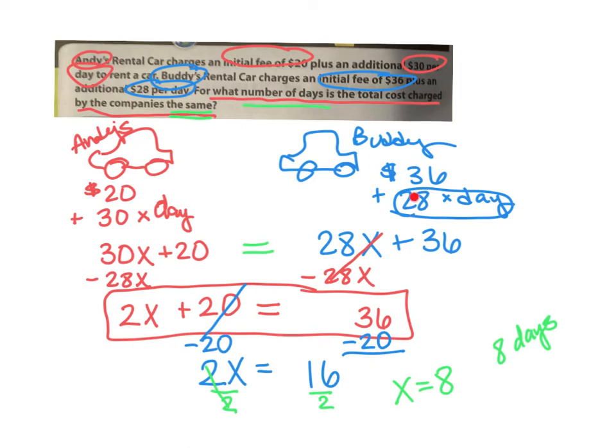Now, because it's cheaper per day for Buddy than Andy, if you're renting for more than 8 days, go to Buddy. If you're renting for less than 8 days, go to Andy, right? It's good to know where they're equal and it doesn't matter which one you use, because it's also helpful to know, okay, if I'm doing more than that, then who's better? Well, more than 8 days, Buddy's better. Less than 8 days, Andy's better, because of his initial fee being less. So that's how you do these. We'll look at one more example.